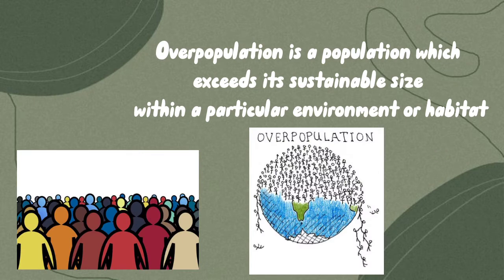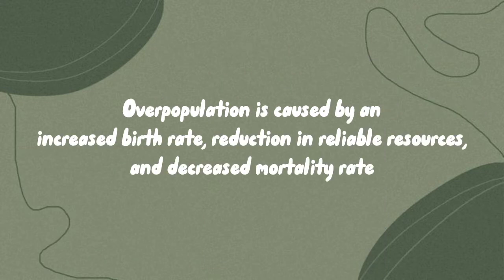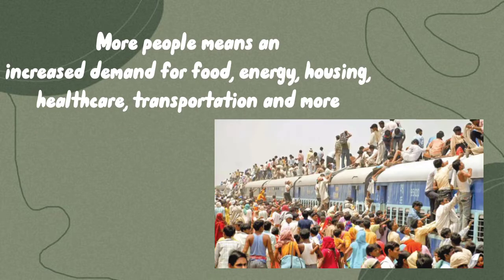Overpopulation is a population which exceeds its sustainable size within a particular environment or habitat. Overpopulation is caused by an increased birth rate, reduction in reliable resources, and decreased mortality rate. More people means an increased demand for food, energy, housing, healthcare, transportation, and more.